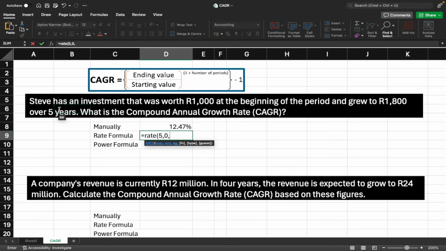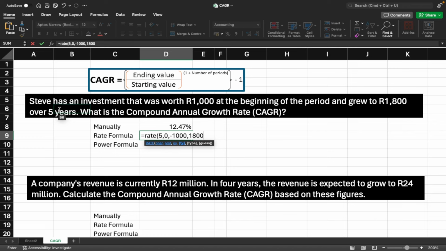What is my present value, or the starting value? I'm going to put that as 1,000, and I'm going to put it as a negative, and I'll explain why just now, but you have to put it as a negative. And then I press comma. It's asking me for future value, or FV, or my ending value. That's 1,800. I'm going to put that as a positive.